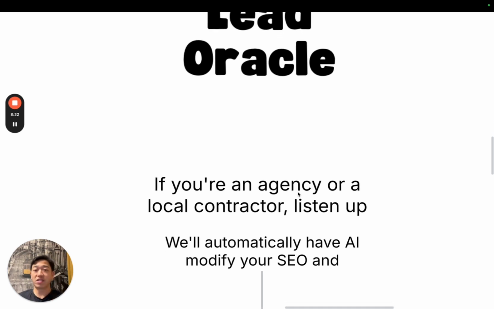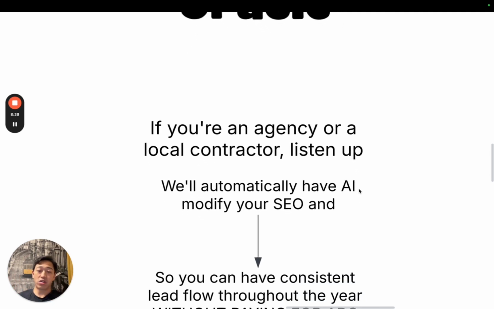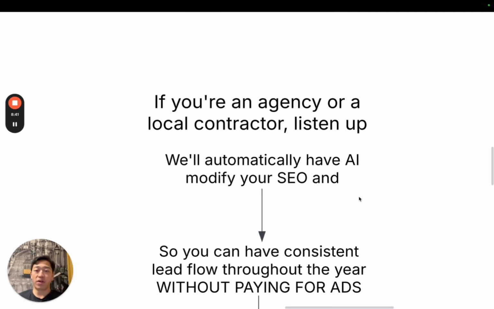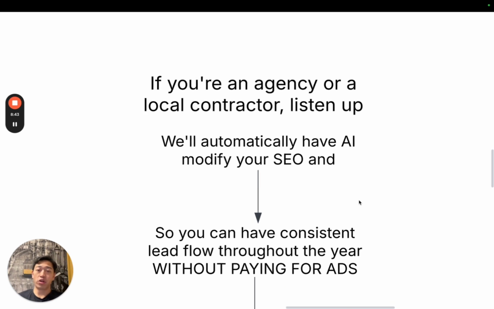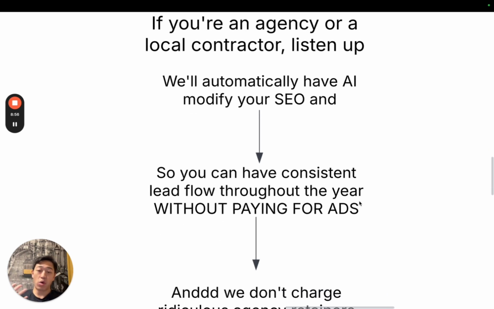So if you're an agency owner trying to see how to actually rank for your clients, or if you're a local contractor, listen up, because basically our software will automatically modify all the SEO on your page so you can rank for every single keyword and every single service that you offer. So this results in 500,000 service pages, and we're trying to rank for all those keywords so we can overtake that competition. That way you can have consistent lead flow throughout the years without spending a dime on ads.